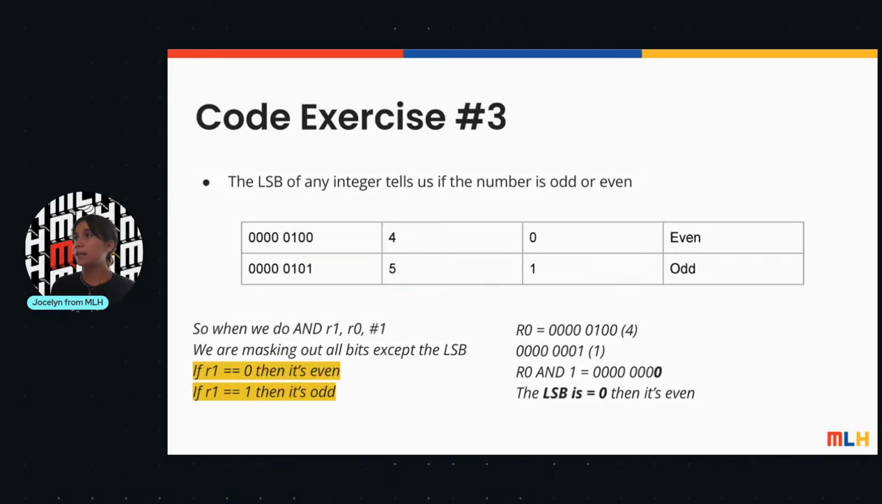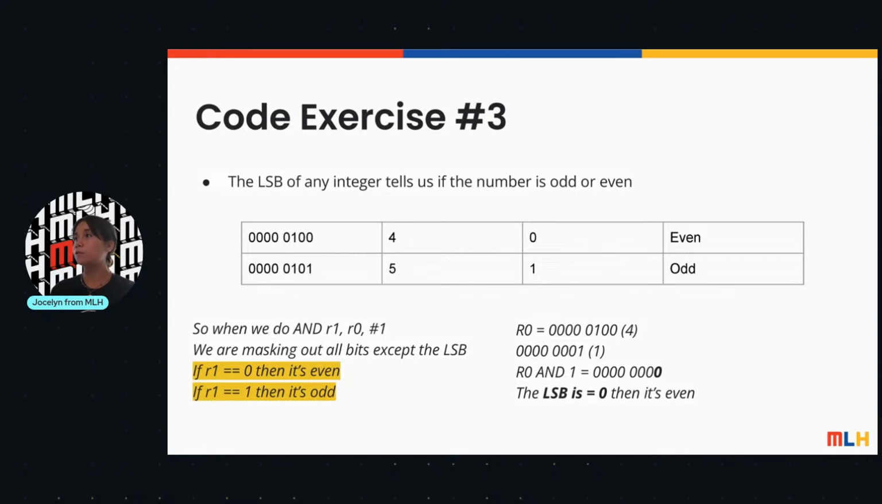To determine if a number is odd or even, we can use AND as a helper. AND will take the least significant bit of any integer and tell us if the number is odd or even. In this case, we have 4, which in binary ends in 0. The least significant bit is the bit all the way at the end, so 0 in this case. If we have 0, that means it is an even number. And if we have 1 on the least significant bit, it means that it's an odd number. That's why 5 is an odd number.